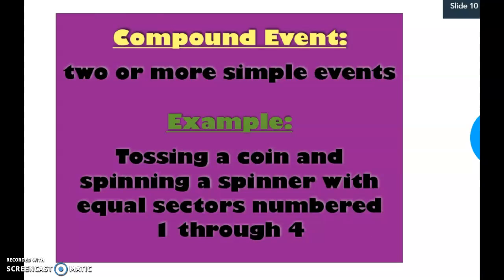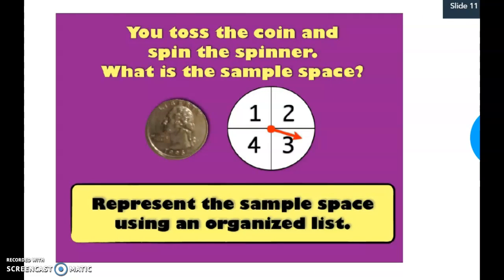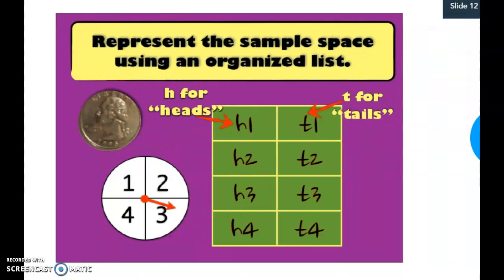Tossing a coin, that's an action. Spinning a spinner with equal sectors numbered 1 through 4, that is another event. One event and another event, two simple events, equals one compound event. You toss the coin and spin the spinner. What is the sample space? And you're going to represent the sample space using an organized list.